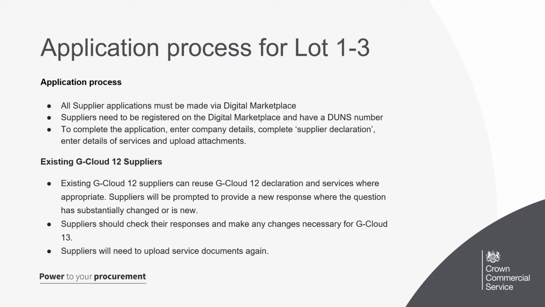Once you are registered, you just need to enter your company details, answer the supplier declaration questions, and then upload the details of your services and any relevant attachments. If you're a G-Cloud 12 supplier, you'll be able to reuse your G-Cloud 12 declaration and services if they remain appropriate. There are a few new questions in there, and some that have changed enough that they require a new response. In these instances, you will be prompted by the system to provide a new response. Please do check the questions and the responses for G-Cloud 13 to give yourselves the best possible chance of gaining a place on the framework. Your service documentation will need to be uploaded again into the system.